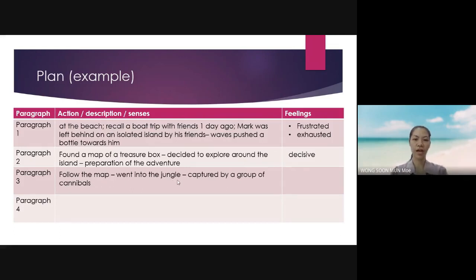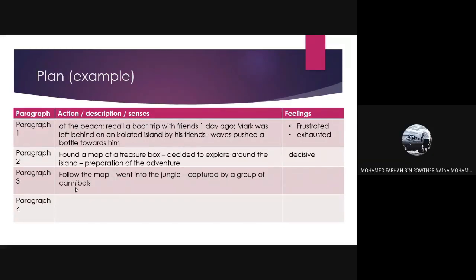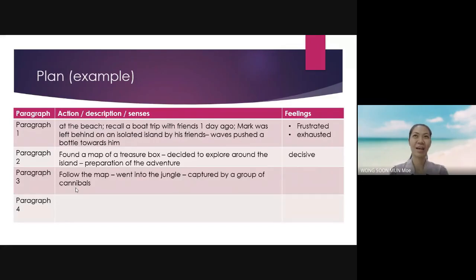So he followed the map. He went into the jungle, and then suddenly he was captured by a group of cannibals. You know what cannibals are? Orang makan orang. Yes, a group of people who eat humans. So this group of cannibals say, wow, our dinner has come to us. They have caught Mark, and then they want to eat him.